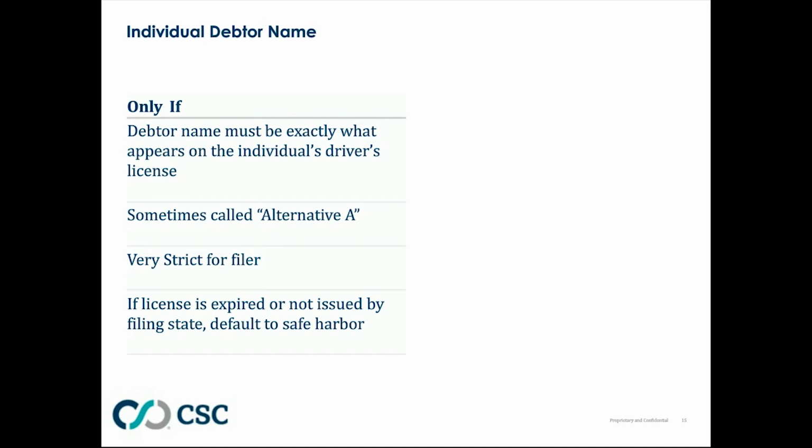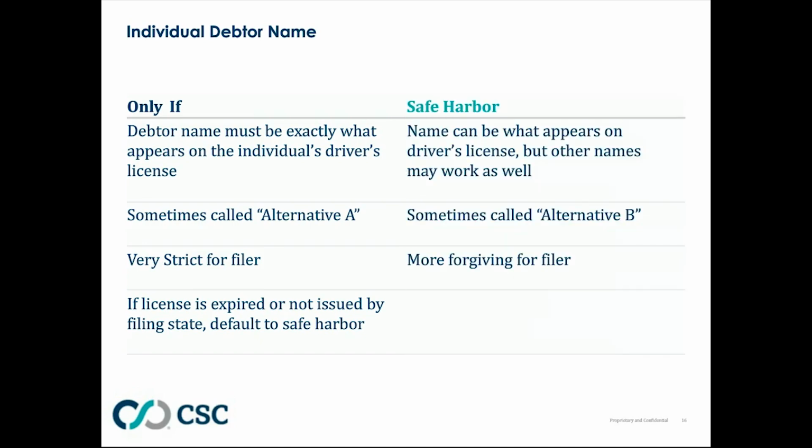Also sometimes called the alternative A. It's very strict for the filer. And if the license is expired or not issued by a filing state, then we want to default to safe harbor. On the right side of the screen, instead of the "only if," we also have the safe harbor. With the safe harbor, the name can be what appears on the driver's license, but other names may work as well. Sometimes called the alternative B, it's also more forgiving for the filer.